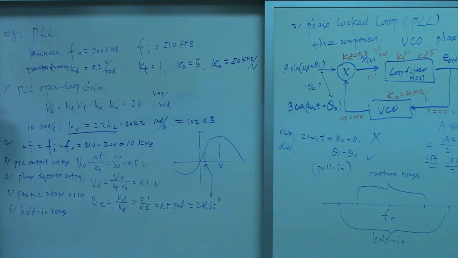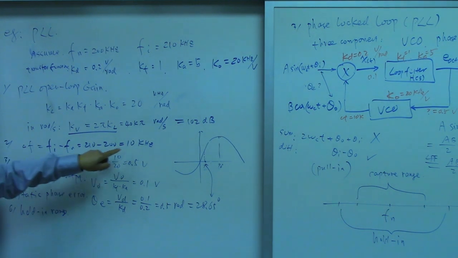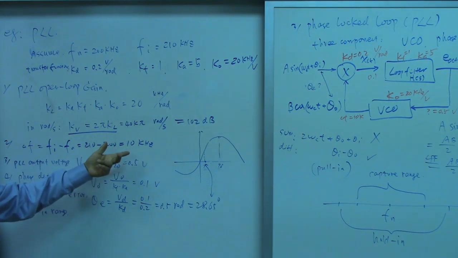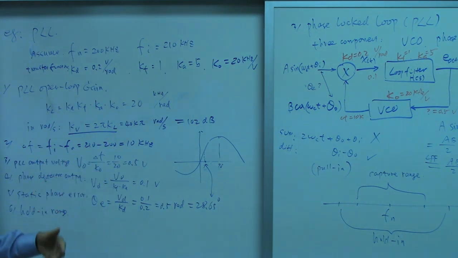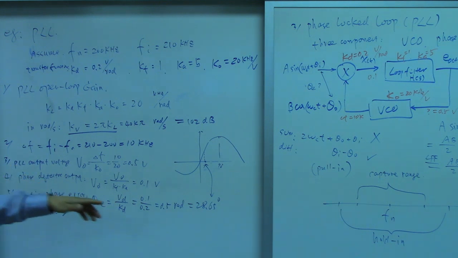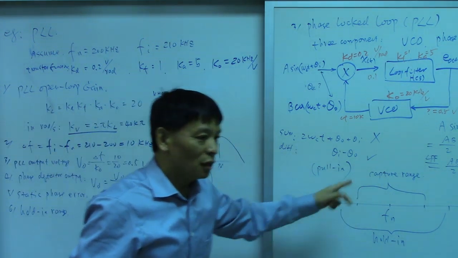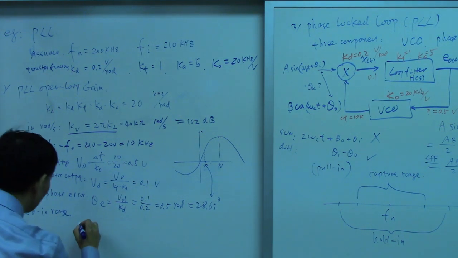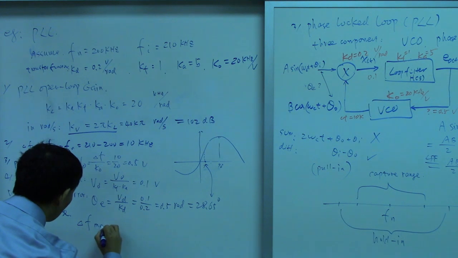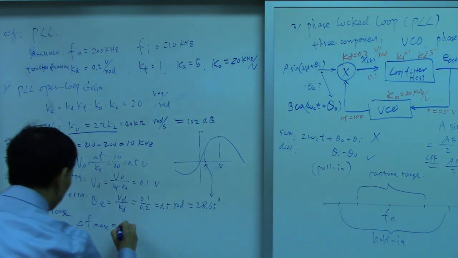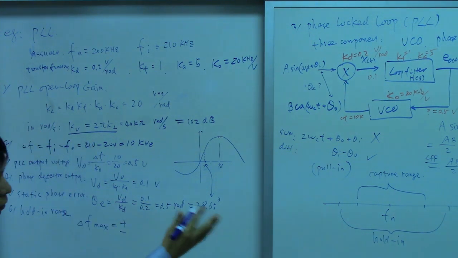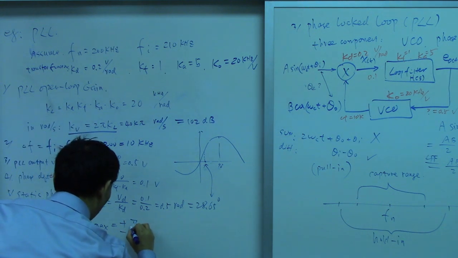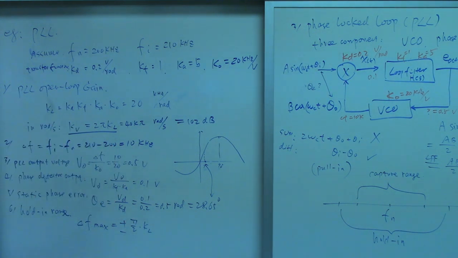Because we want to make this capture just 10K, then what is the holding in range? Holding in range, we imagine from here. It is larger than this one, right? The definition for the calculation formula for holding in range is delta F max equals plus or minus half pi times KL. That's the definition. That's the formula.